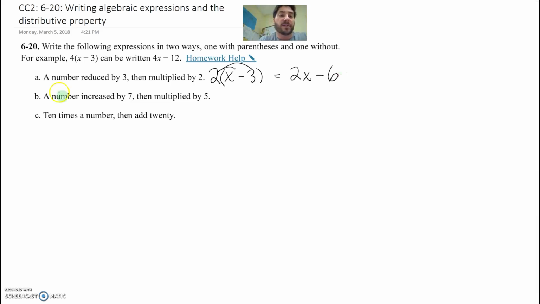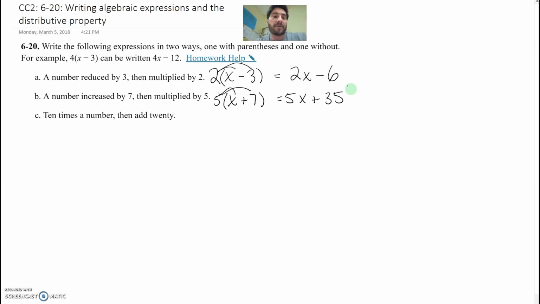For b, I've got a number increased by 7. So again, there's my number. There it is being increased by 7. And I'm going to take that and multiply it by 5. So the equivalent expression to that is, well, I have 5 of these things. So that means I have 5 x's, and I'm just using the distributive property here. If I have 5 of all of this, that means I have 5 x's, and I have 5 7's, which is 35.